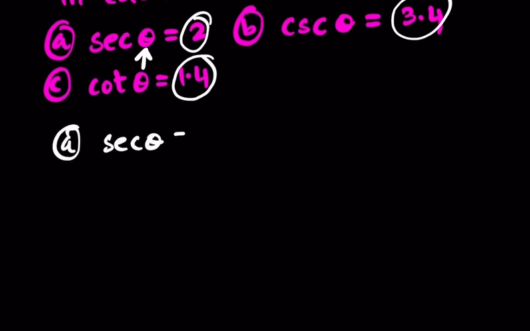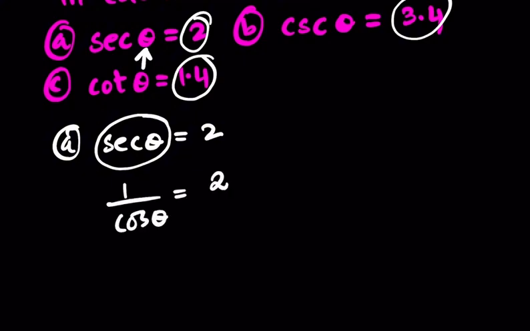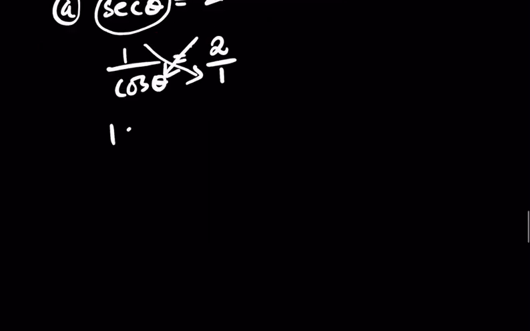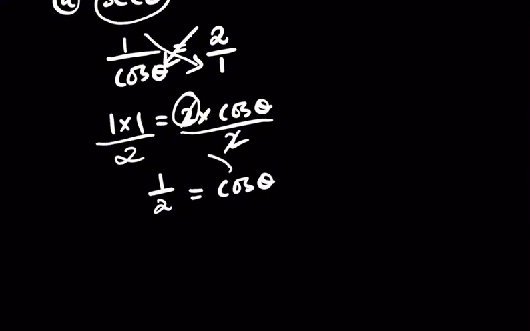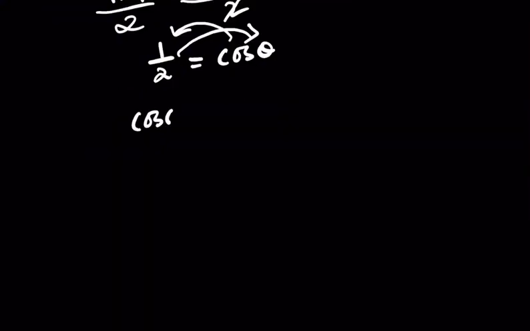Secant theta equals 2. Secant theta means 1 over cosine theta, which equals 2. We know there is a denominator of 1 here. Now cross multiply this. 1 times 1 equals 2 times cos theta. Remove this 2 from the side of the equation by dividing by 2 on both sides of the equation. So 2 and 2 get cancelled out, which gives us cos theta on this side, 1 over 2 on this side. Now I can switch their position. Cos theta equals 1 over 2, which means 0.5.